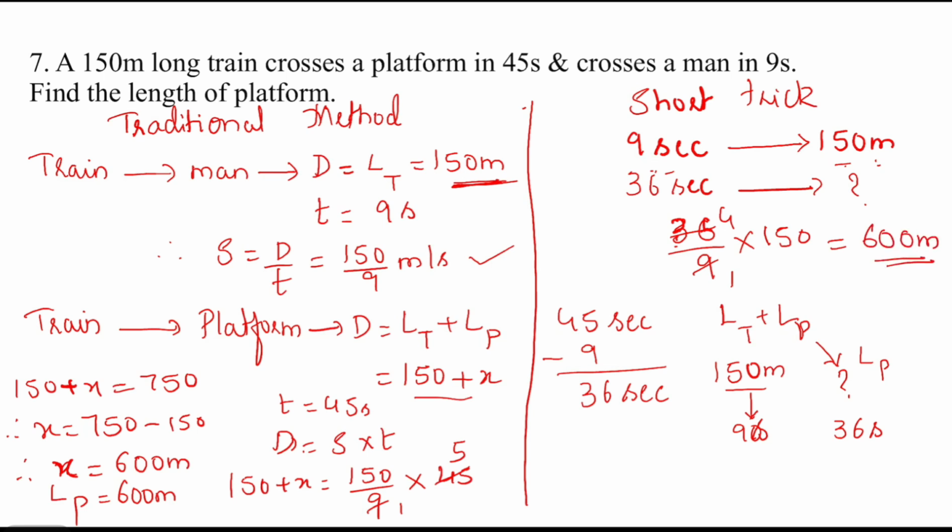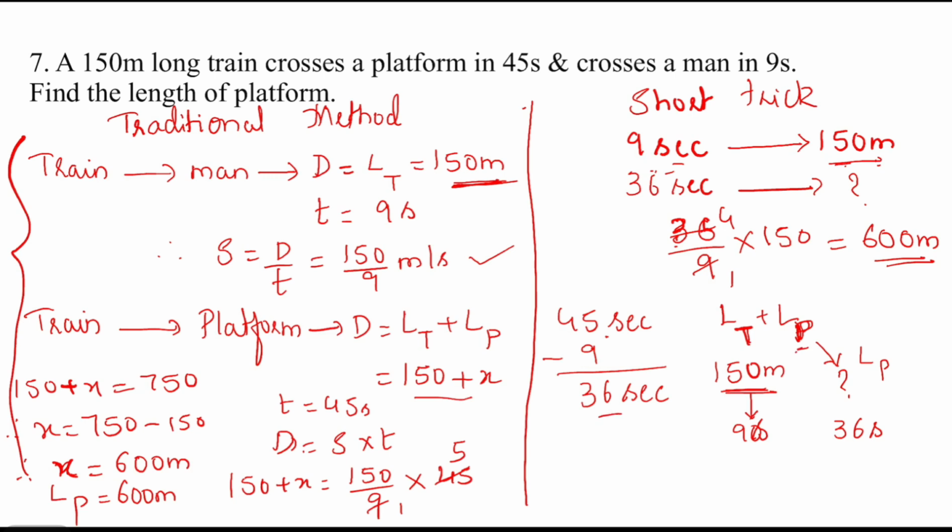Instead of doing all these things here, we could solve it in just one step, okay? We know that 45 seconds it is taking to cross the platform. So distance is how much that time? Length of the train plus length of the platform. But we know that length of the train is 150 meter and it is taking 9 seconds to cross 150 meter. So the remaining time from 45 it will take to cross the length of platform.